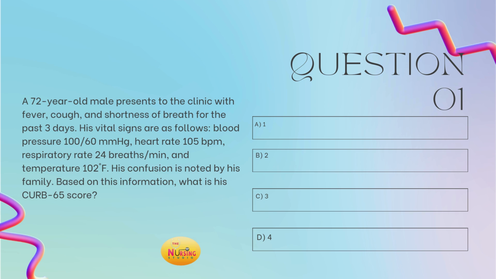And then there's 72. He's 72 years old, right? So 65, he's 65 and older. So you get a point there. So the best answer here is C, 3. He would get 3 points because you get a point for each one of these that are positive for the C, the U, the R, the B, and the 65 of CURB 65, okay?